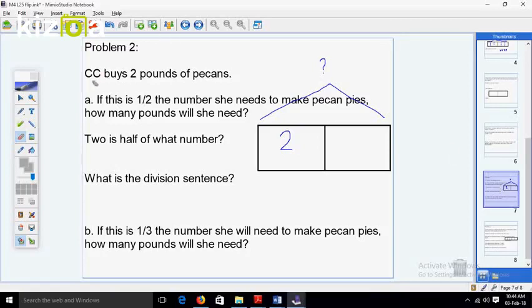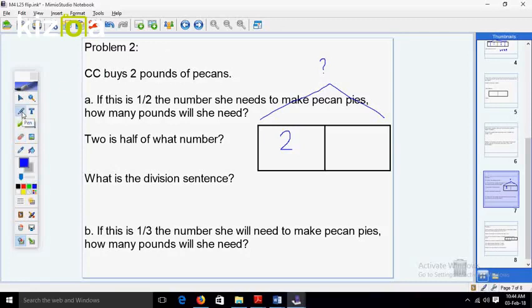So Cece buys 2 pounds of pecans. All right, so we're starting with 2 pounds. We're going to look at it with this question. If that 2 pounds is half the number she needs to make pecan pies, how many pounds will she need? So now we're trying to find the whole. Before, we already knew what the whole was.